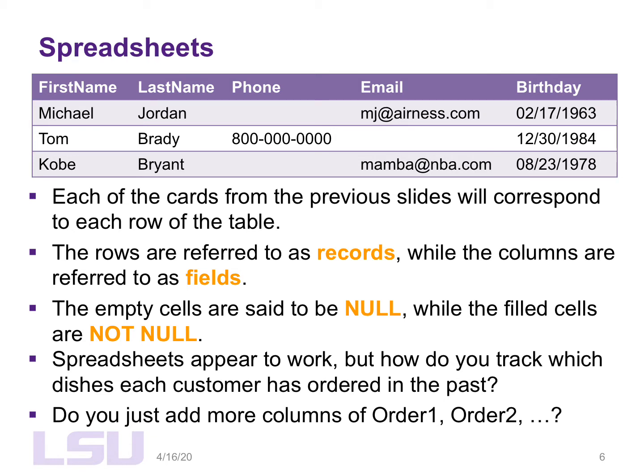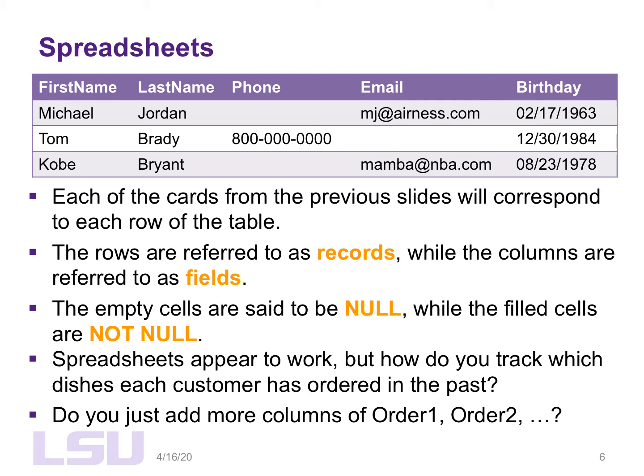So first name is a field, phone is a field because it is a column in your spreadsheet. Michael Jordan's information will be one record in your database, in this case in your spreadsheet. The empty cells will be referred to as null, whereas these other cells are not null. So you can check for null to know which of the fields are missing for the different customers.